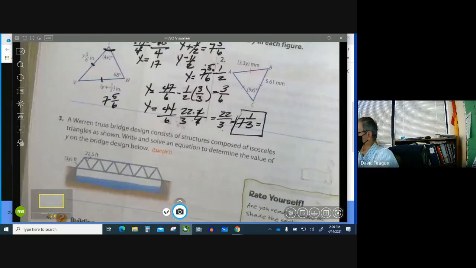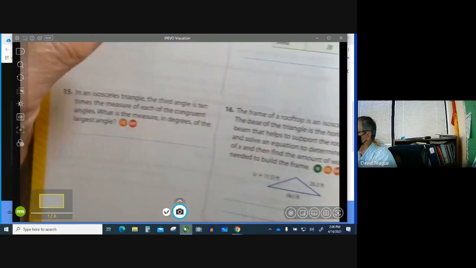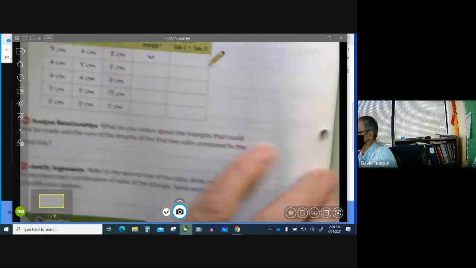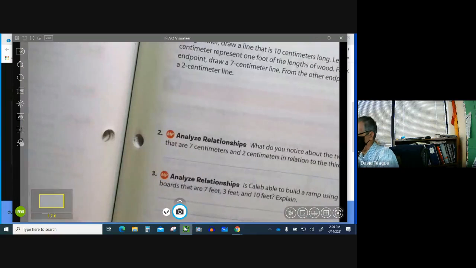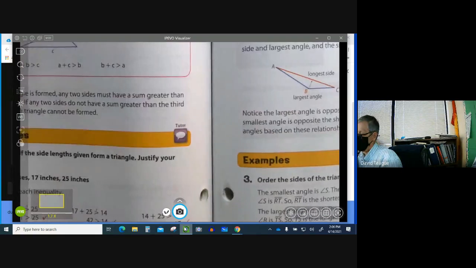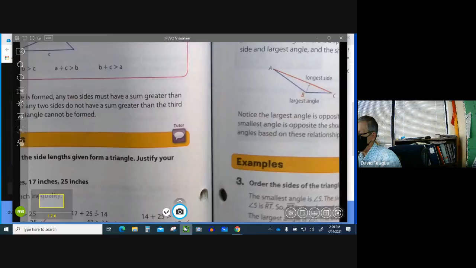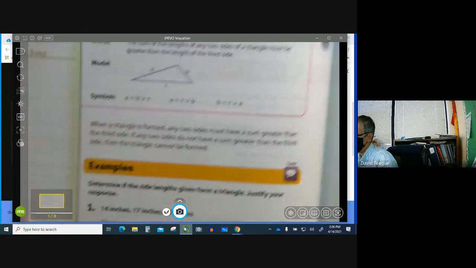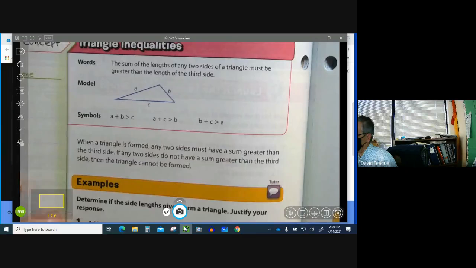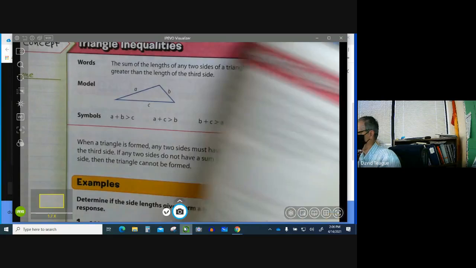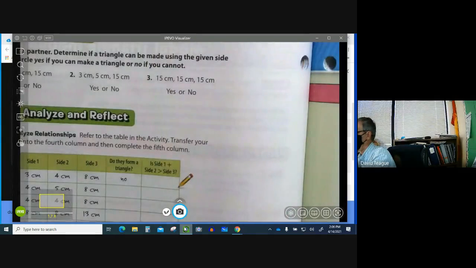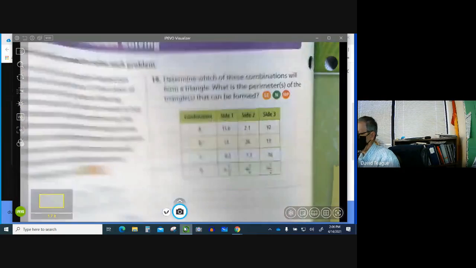Real quick, tomorrow we're going to do the really short chapter, triangle inequalities. We're just going to talk about the sides and the relationship of the sides. Basically that rule is the sum of the lengths of any 2 sides of a triangle must be greater than the length of the third. So we'll learn about that. Then I will set you up for the quiz, and that will be tomorrow. It's a very short chapter.